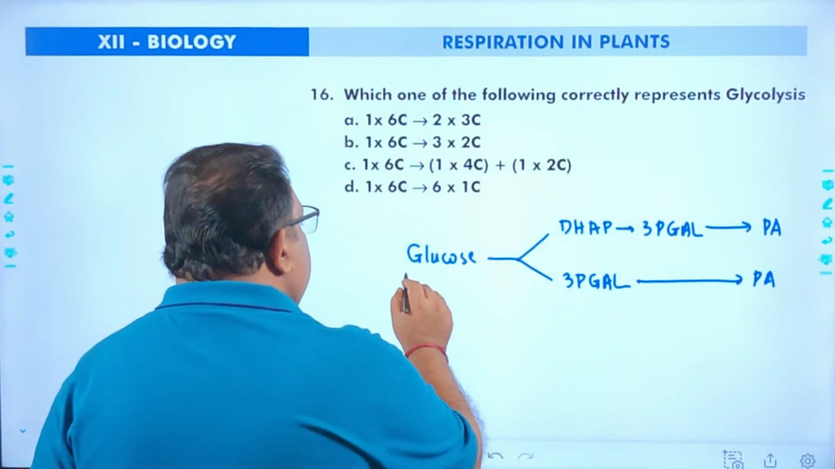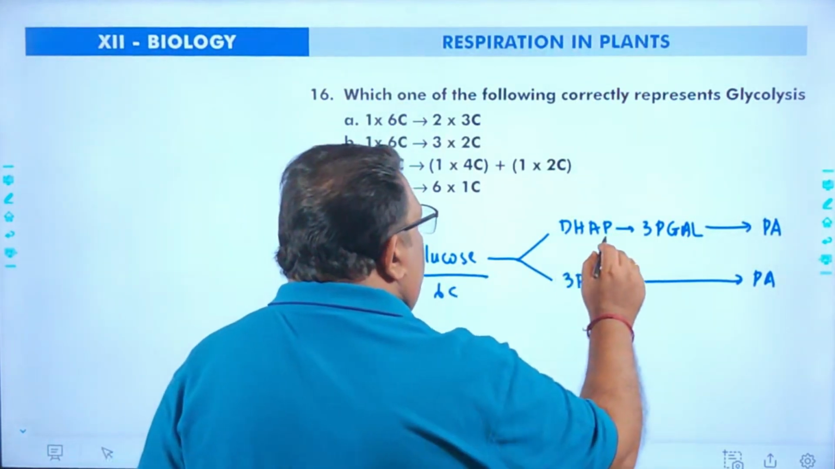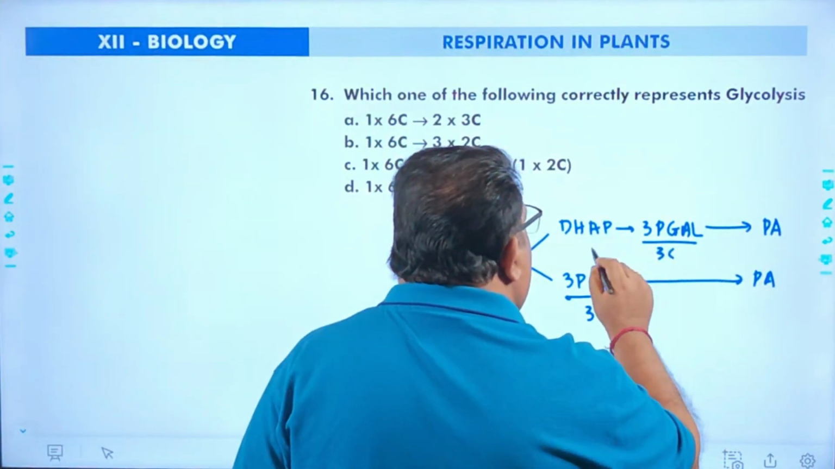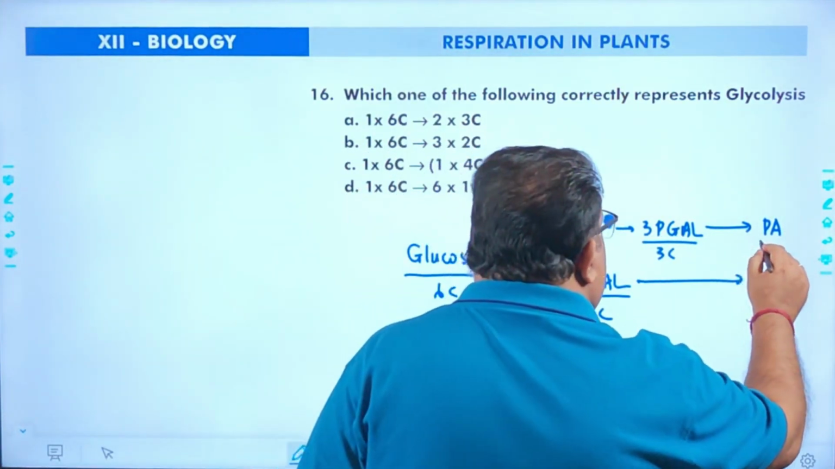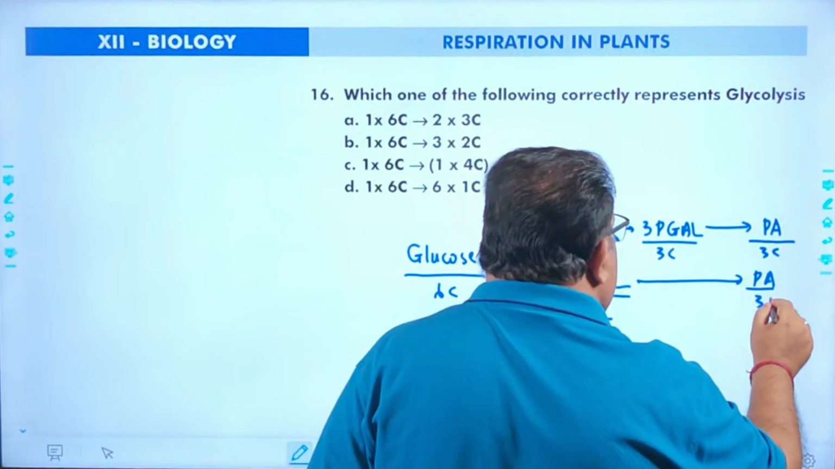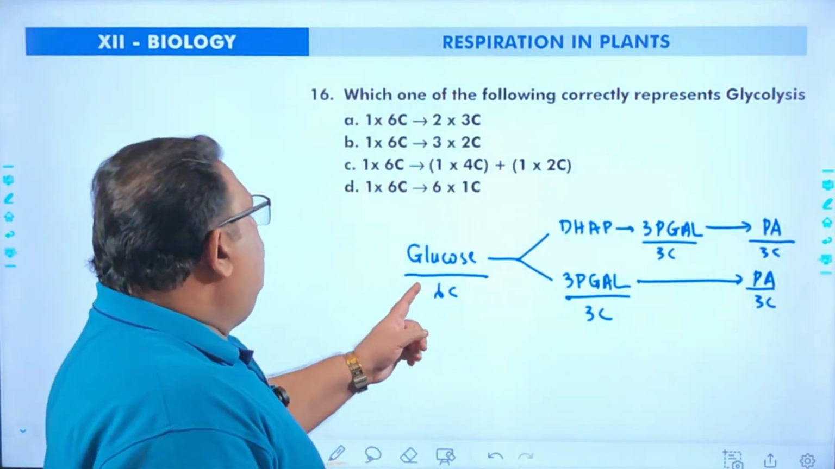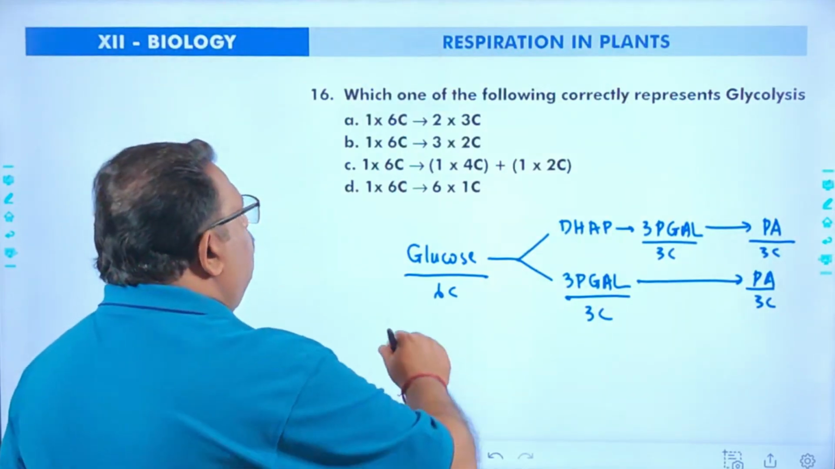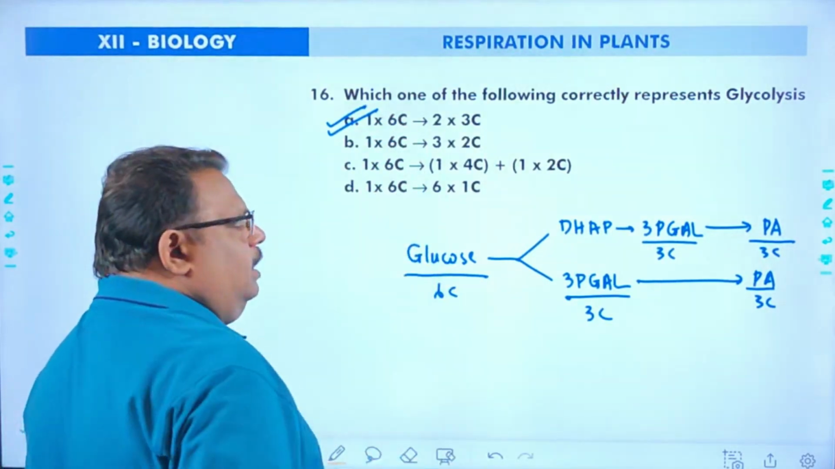Here you can see that glucose is a 6-carbon compound. 3-PGAL is a 3-carbon compound. DHAP is also 3-carbon. Pyruvic acid is 3-carbon. So in glycolysis, one molecule of 6-carbon compound is broken down into two molecules of 3-carbon compound. So A is the correct answer.